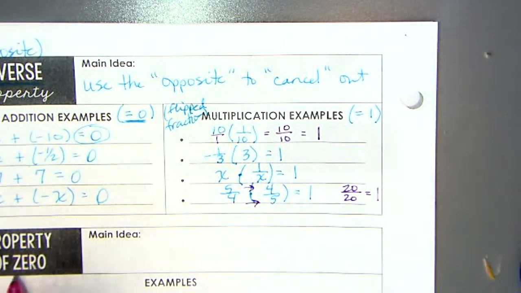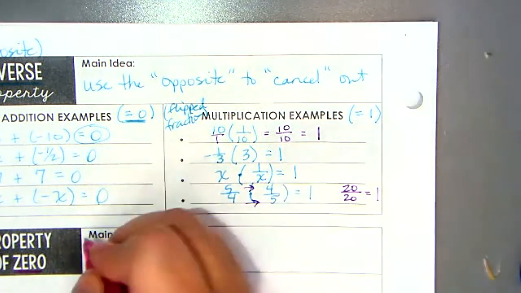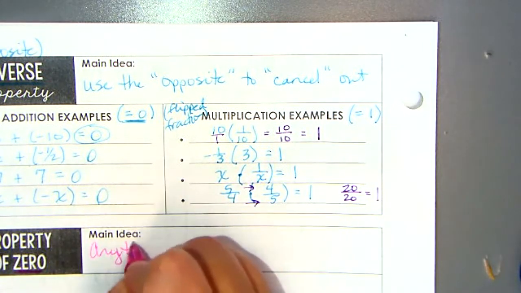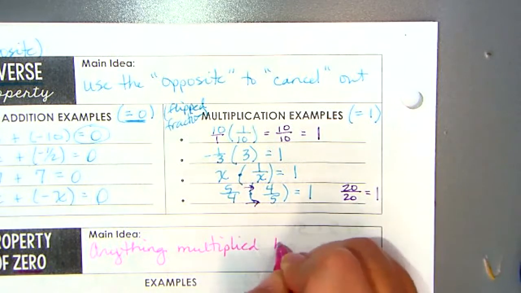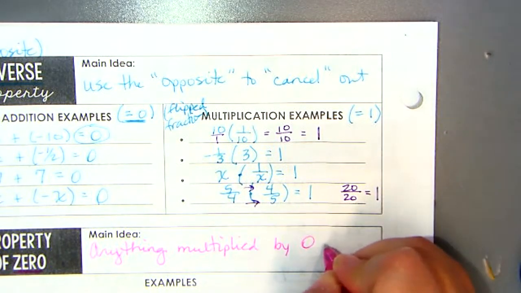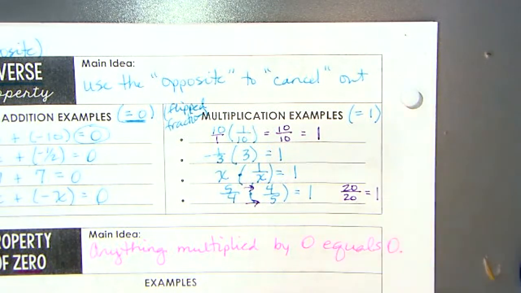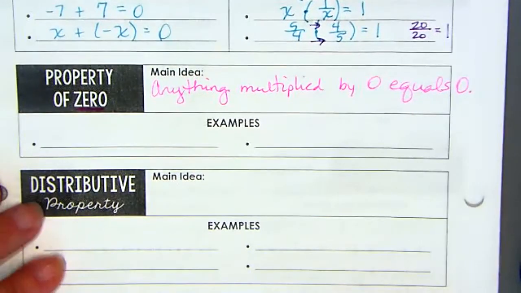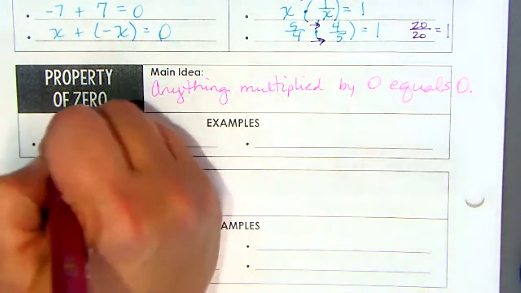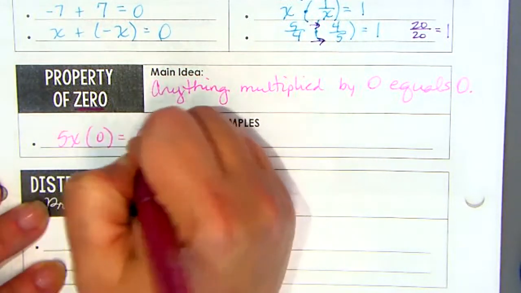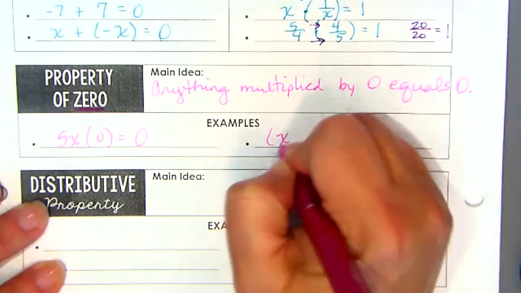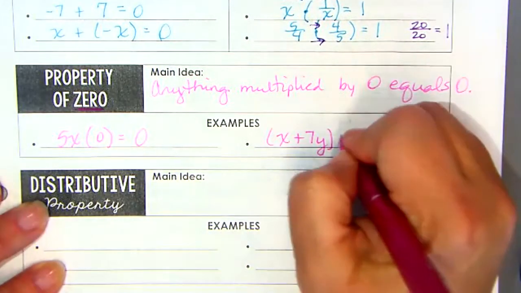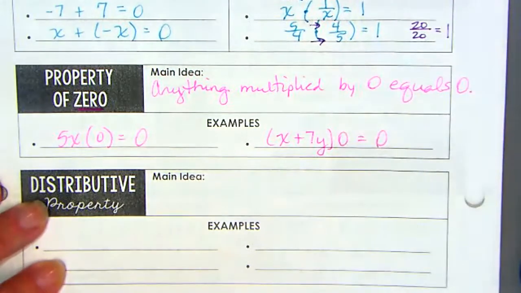Looking at the property of 0. Anything multiplied by 0 equals 0. So examples for this, if I do 5x times 0, that's going to equal 0. Anything times 0 equals 0. If I do x plus 7y, but I multiply it times 0, it's going to equal 0. It doesn't matter what you multiply by 0, it equals 0.